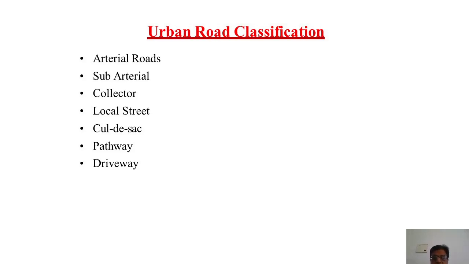In the previous class, we learnt about the classification throughout India, like national highway, state highway, MDR, ODR, and also the VR, village road. But in this class today, we are more concentrated on urban road classification. So in urban areas or in the city areas, the roads are classified into arterial roads, subarterial roads, collector street or collector road, local street, cul-de-sac road or street, pathway, and driveways.